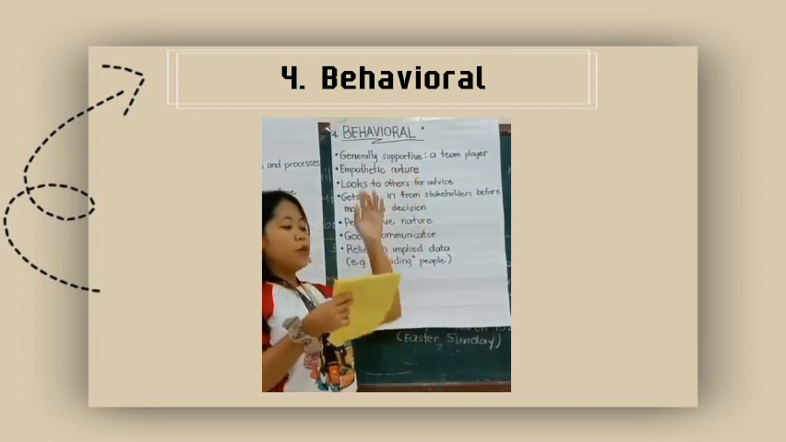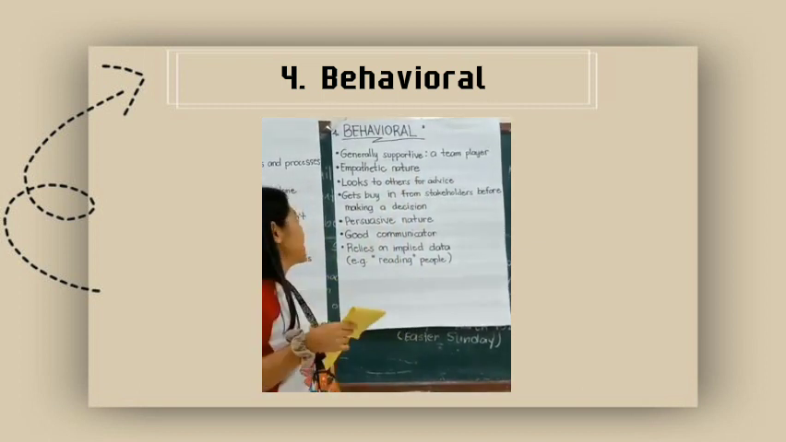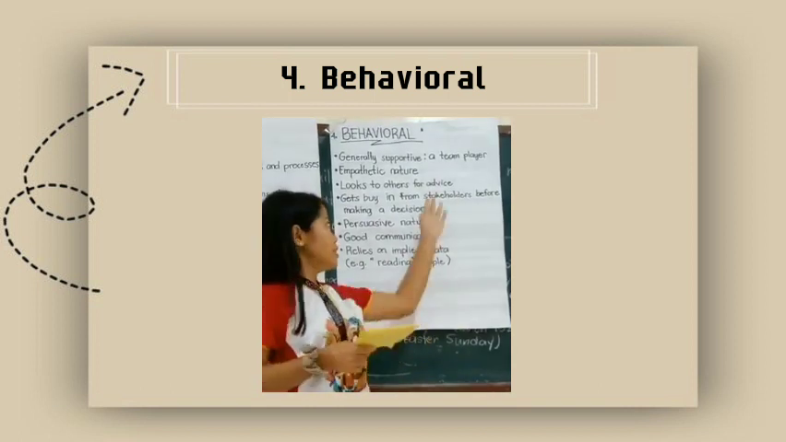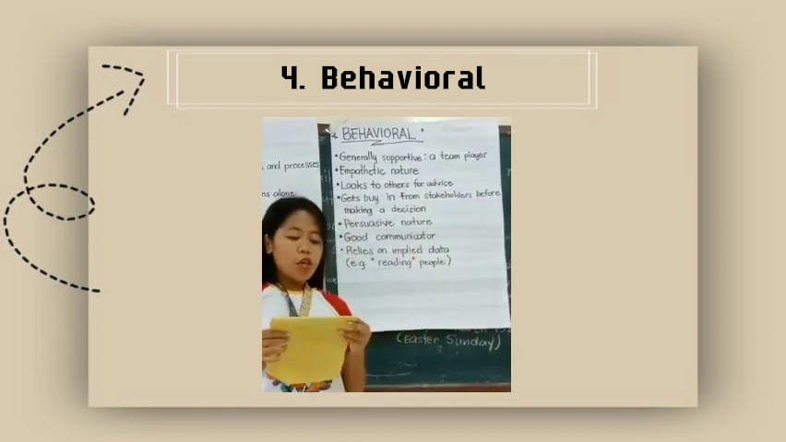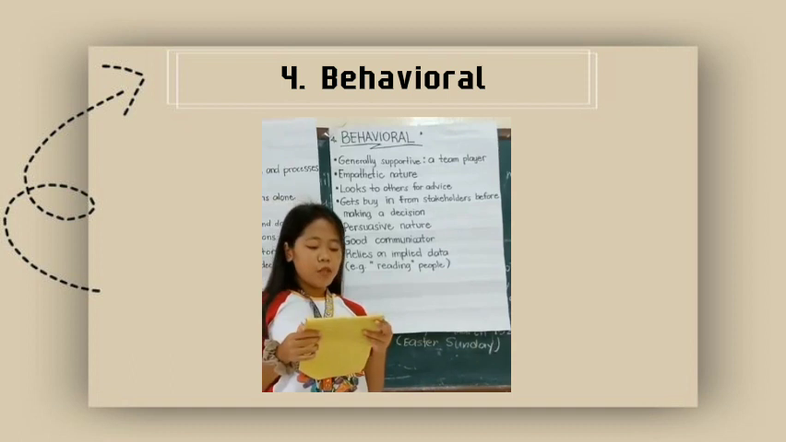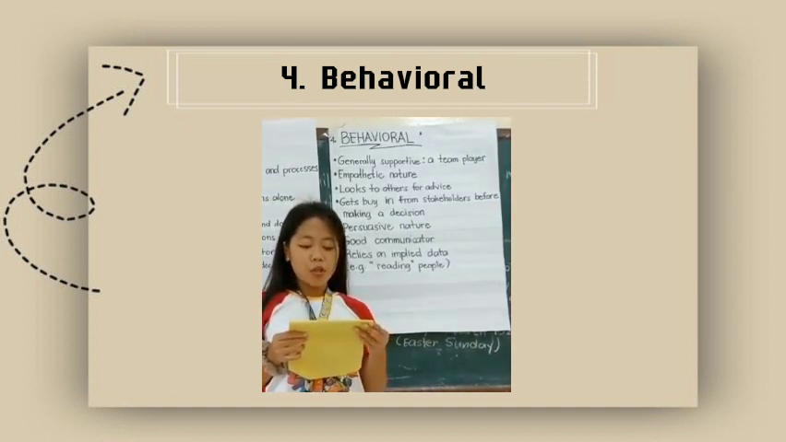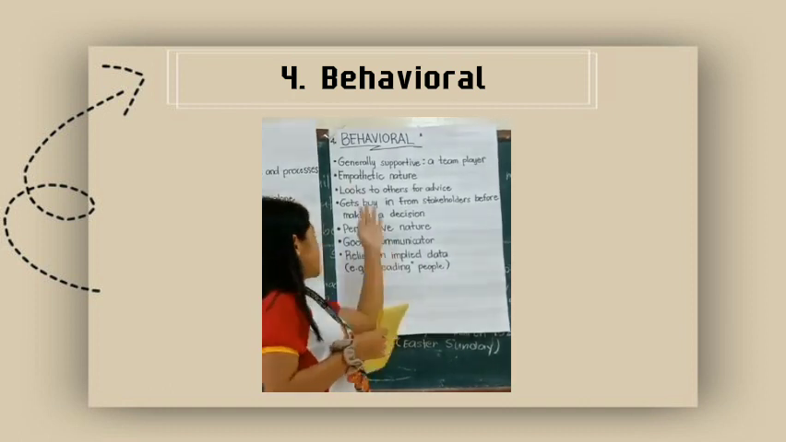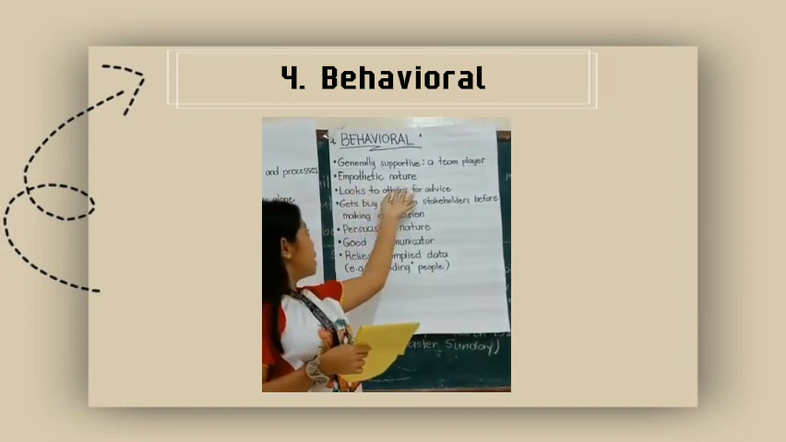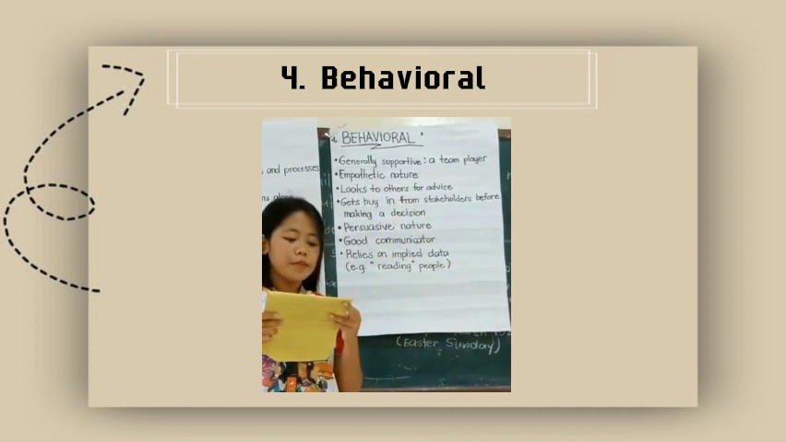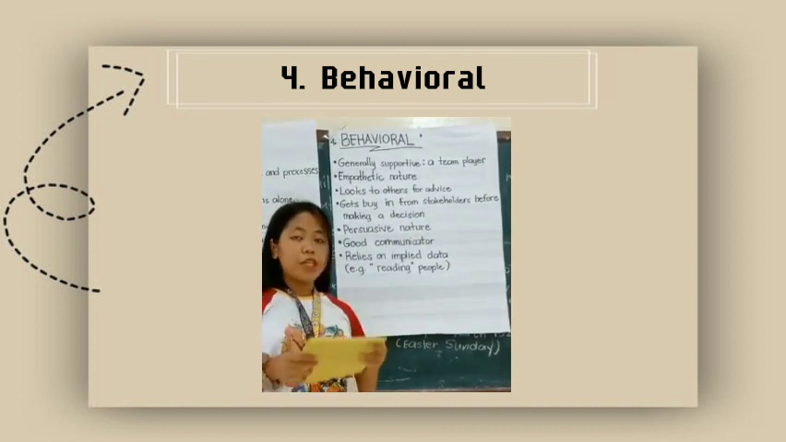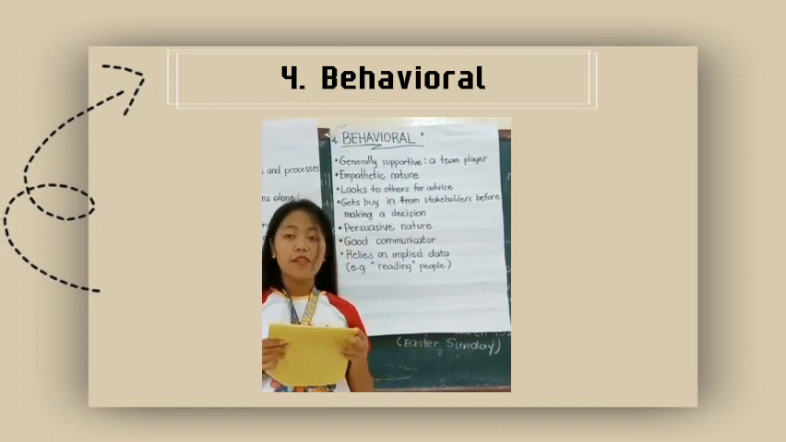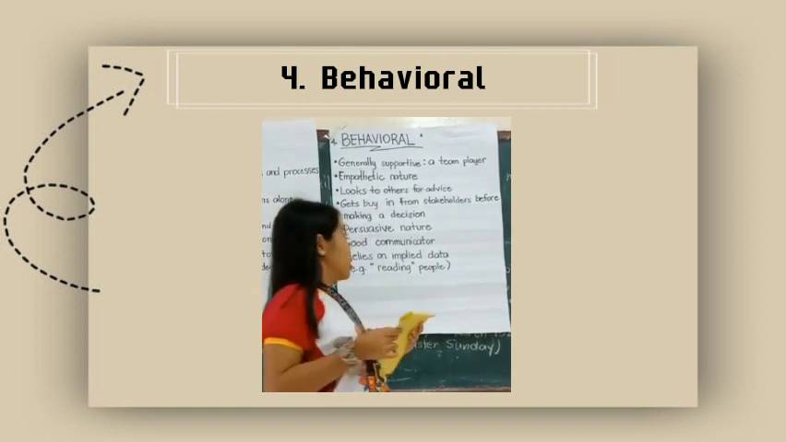Four is behavioral. Generally supportive, for example, a team player. You are kind and helpful to someone at a difficult or unhappy time in their life. Next is empathetic nature, having the ability to take another's perspective.